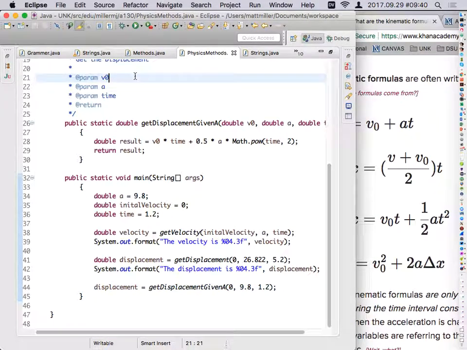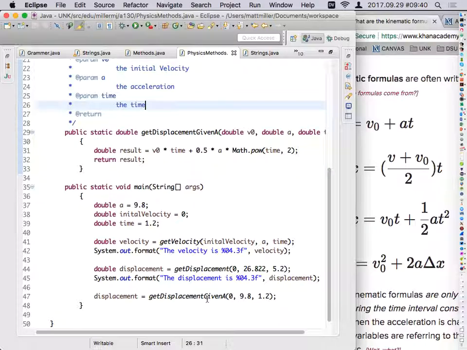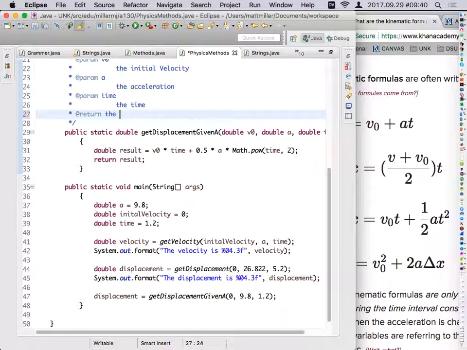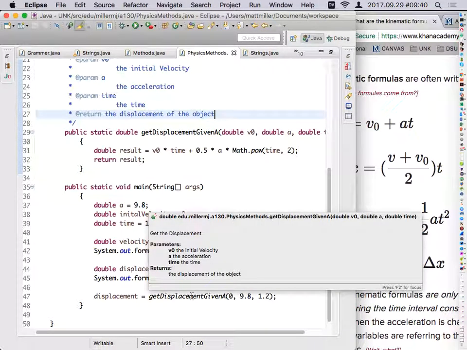And you could say, here, the initial, and then when you hover over it, you get all of that information. Here are the parameters. And then you could put in stuff about what the return does. Return the, and then when you hover over it, it does all of that for you.